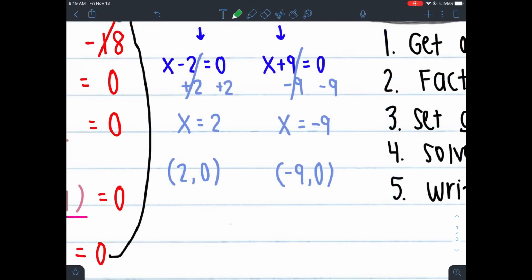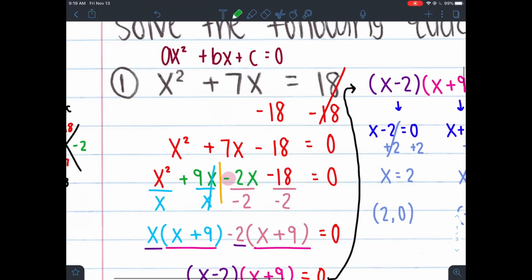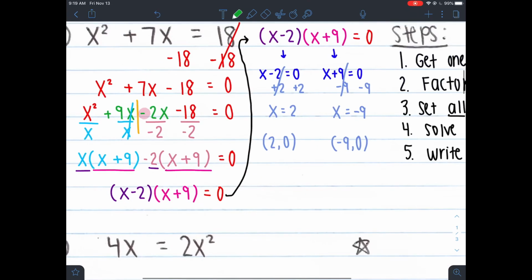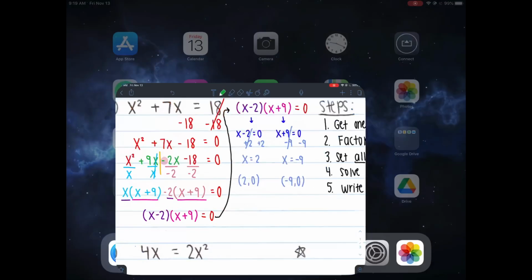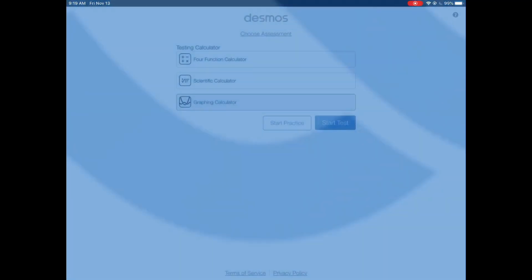Now we could have solved this quadratic by graphing it as well, right? I could set this equal to 0 and then graph it. I could get my graphing calculator out, graph it, and then see that the x-intercepts are (2, 0) and (negative 9, 0). So I'll go ahead and show you that in Desmos really quick.